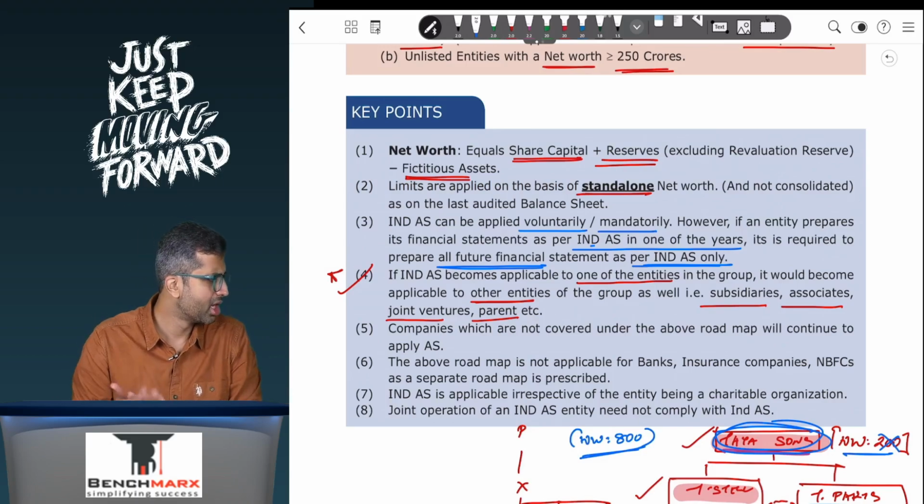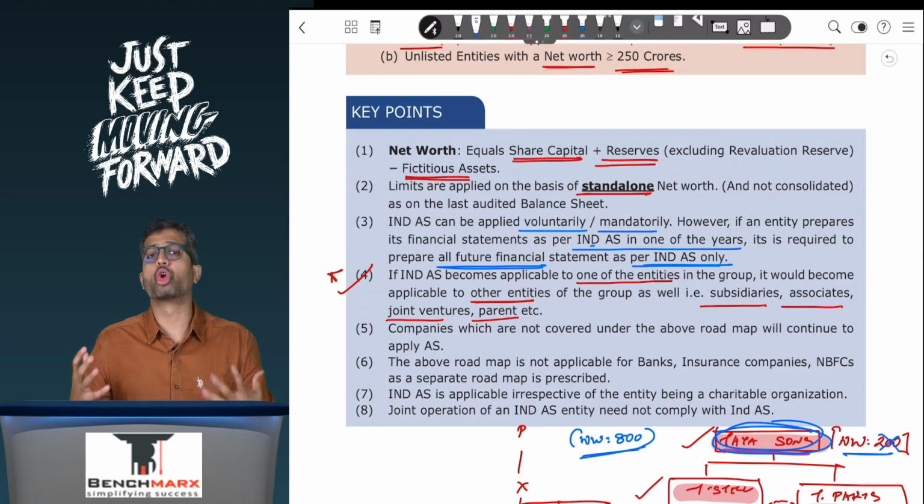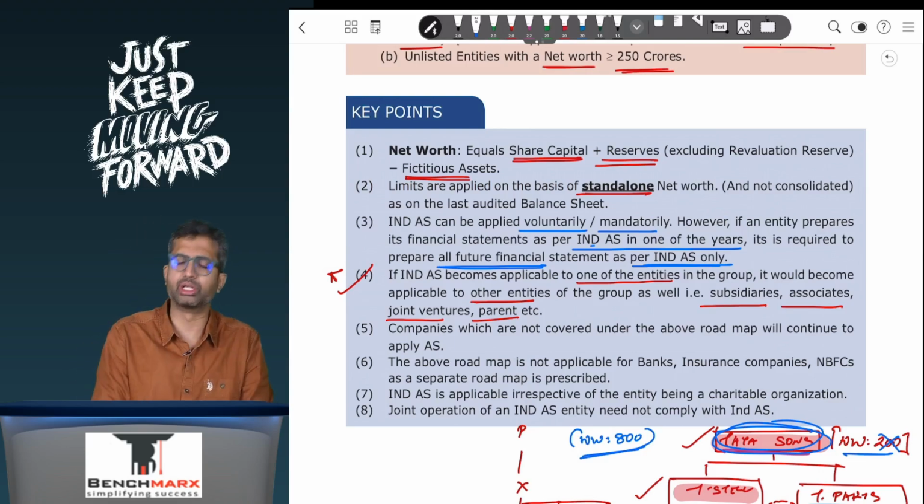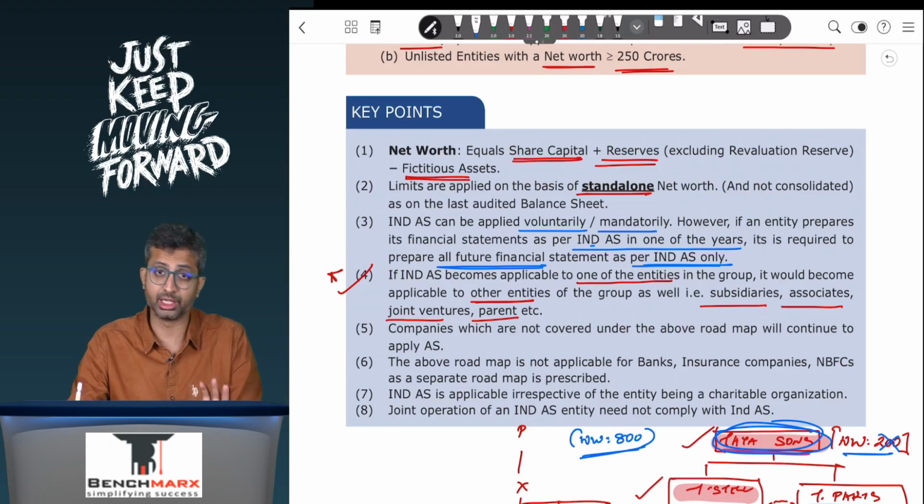Are we clear with this? Okay. Now, what if I am not covered under the above roadmap? Then I will still continue to prepare my accounts as per AS.